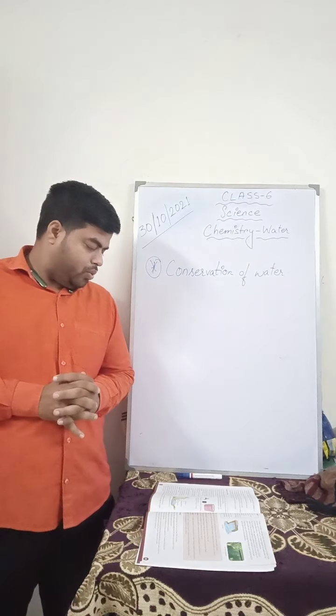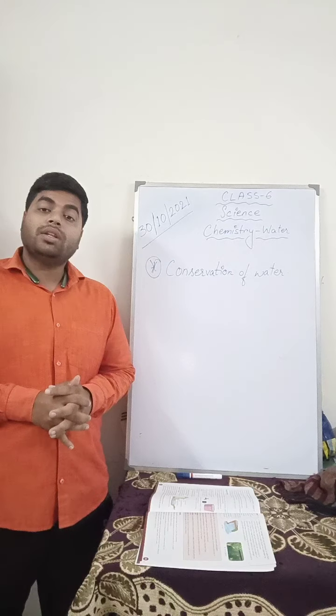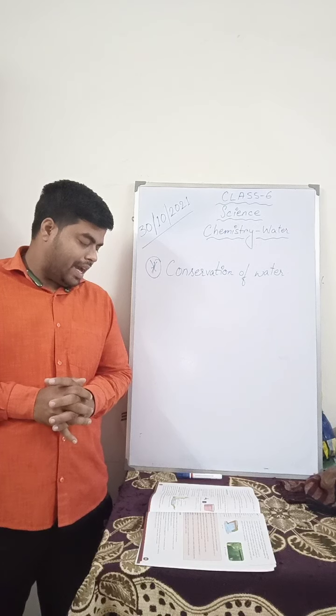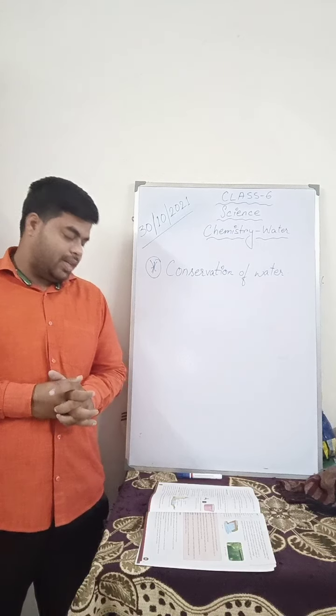Following are the ways by which wastage of water can be avoided at home. So what are the ways? Let us see. Number 1, bathe using water in a bucket and avoid using the shower or bathtub. This will save water, since using a shower or bathtub consumes a large amount of water.